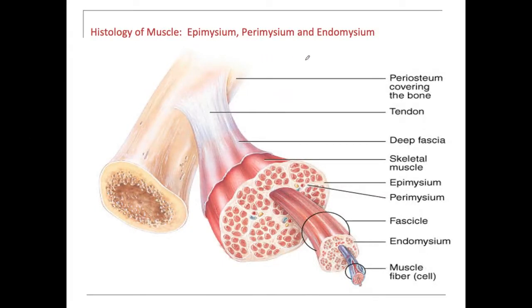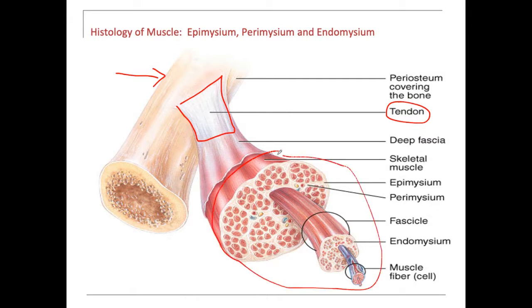In this next video, what we're going to be talking about is skeletal muscle tissue and the microscopic parts of it. Here in this picture, we see the bone, right? This is a long bone, and we see that there is a tendon that attaches to it. But all of this stuff here, this is all the muscle.